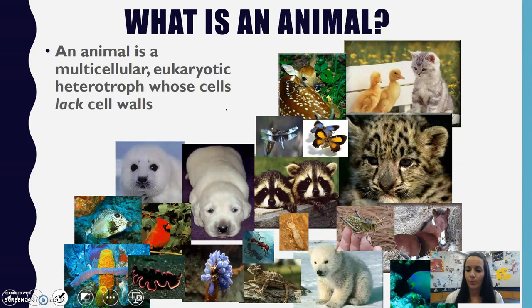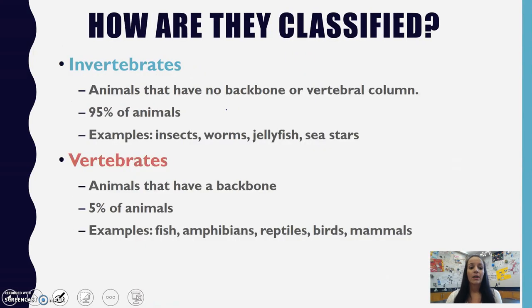So what is an animal? An animal is simply this. It's a multicellular eukaryotic heterotroph whose cells lack cell walls. So how are they classified? Two ways. We have invertebrates and vertebrates.